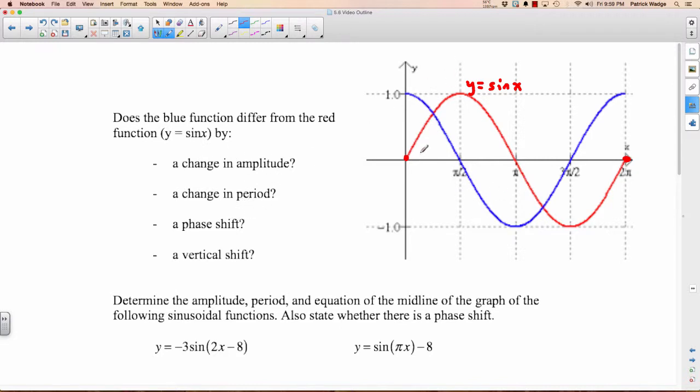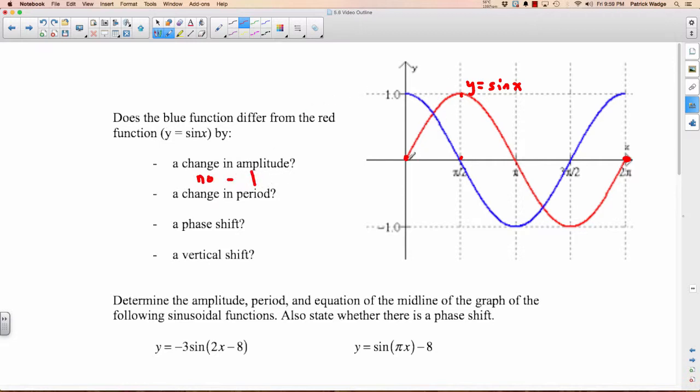Well, what's the amplitude of the mother function, the red one? The amplitude is 1. The distance from here to the midline is 1. What's the amplitude of the blue one? It's also 1. The distance from the maximum to the midline is also 1. So the answer is no, because in both cases the amplitude's 1.